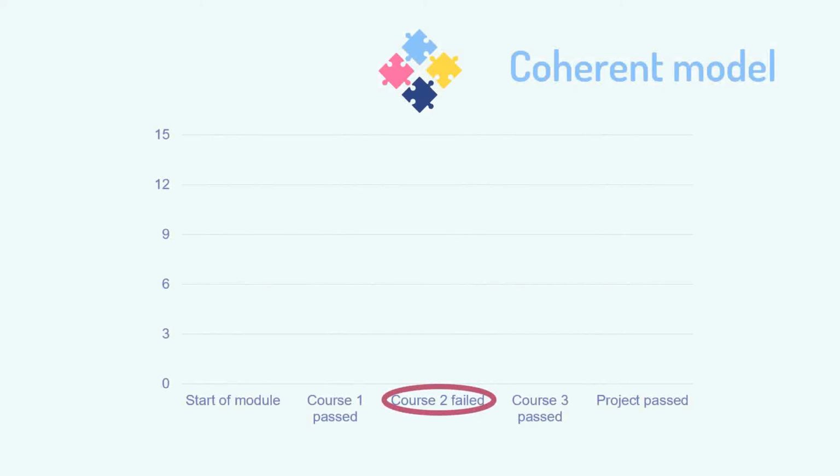Now let's look at the situation where you fail a course. Since each course is a separate study unit, failing one course does not affect the results of others. So if you pass course 1 but fail course 2, you will still get the credits of course 1. If you also pass course 3 and the project, you will receive a total of 11 ECs. In the case of the integrated module, this would have meant that you would have gained 0 ECs.